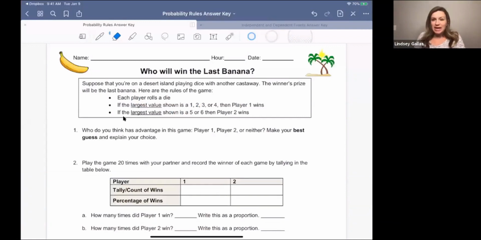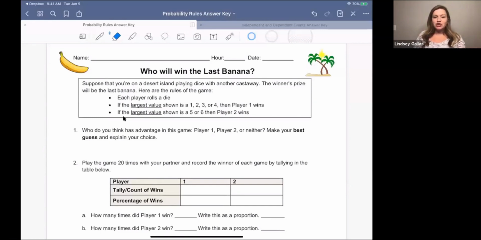Okay, so to recap what was explained in the video, there are 2 players, player 1 and player 2. Each player rolls a die, so 2 dice are being rolled at a time. If the largest value between the 2 is 1, 2, 3, or 4, then player 1 wins. If the largest value between the 2 is a 5 or a 6, then player 2 wins.